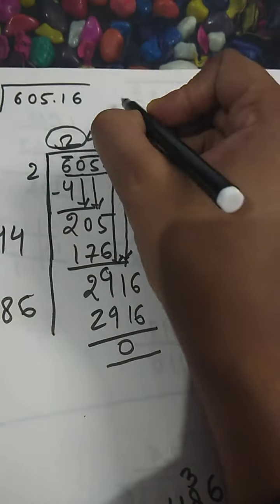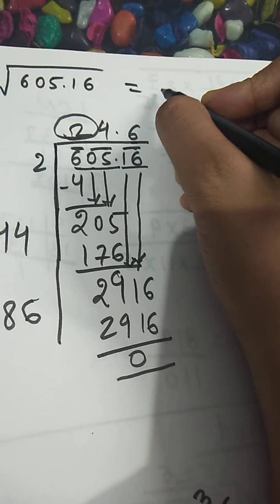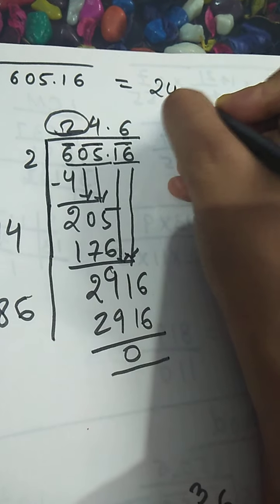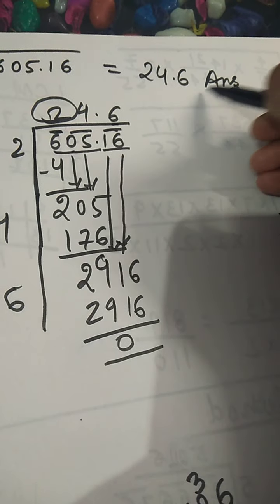So the square root of 605.16 is 24.6. This is our answer.